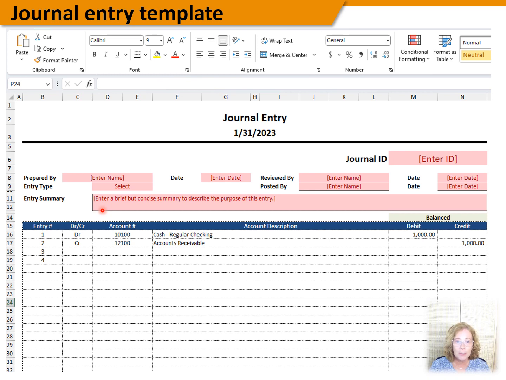Then the journal entry is entered into the line items. And there is a double check in the template that lets you know that the entry is balanced, meaning the debits equal the credits. If they don't balance, this field right here will say not balanced and appear in red. And once the journal entry has been completed, the preparer would send it to the reviewer. And once the reviewer approves and enters their name and the date of the approval, the entry can be posted to the general ledger. This template shows a journal entry with only 2 lines.